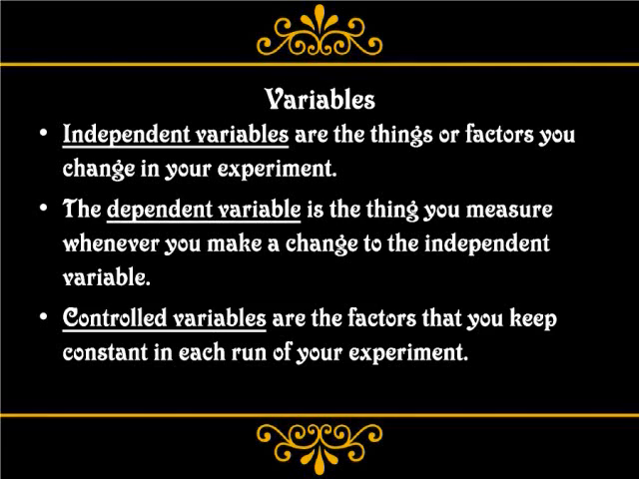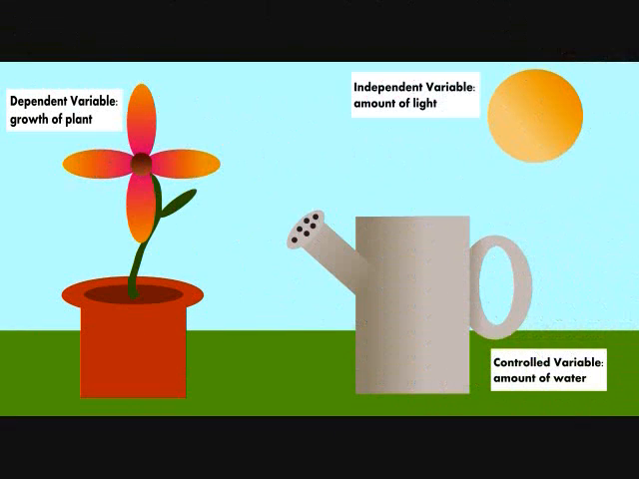In this example, the dependent variable is the plant growth. The independent variable is the amount of light. The controlled variable is the amount of water.